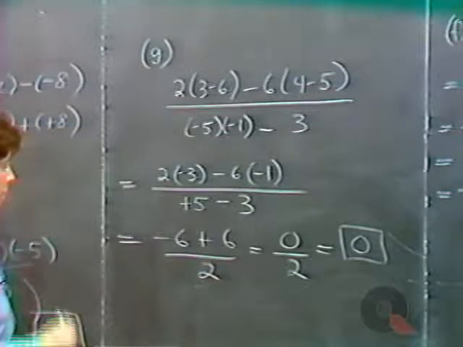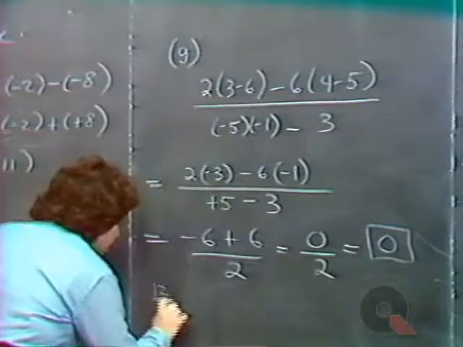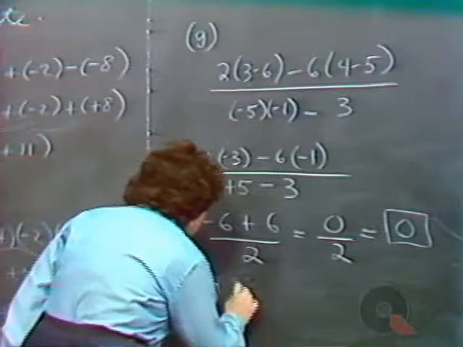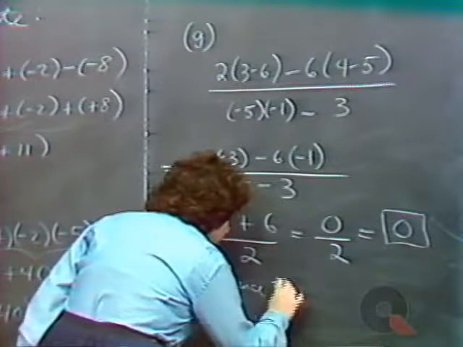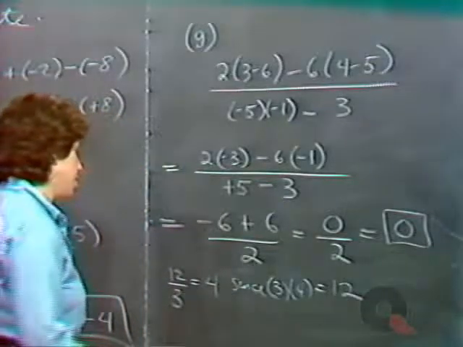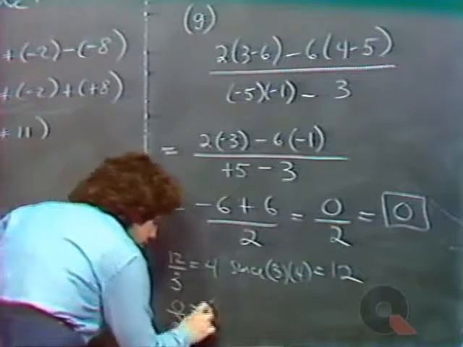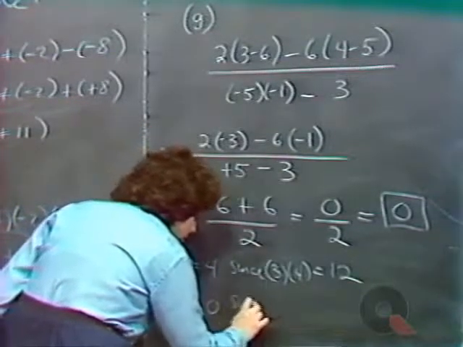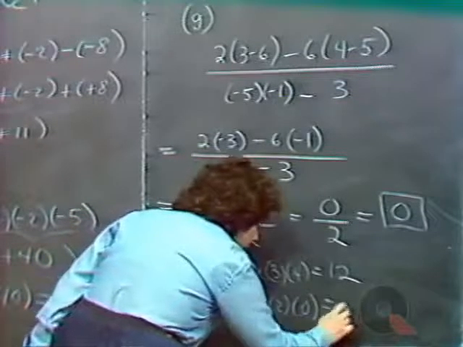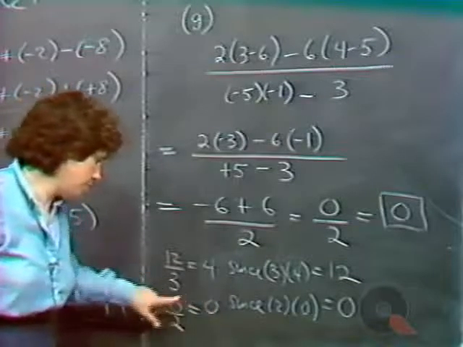I want to remind you how division works. If I have, for example, 12 divided by 3, I write down the answer is 4, since 3 times 4 equals 12. 0 divided by 2 is 0, similarly, since 2 times 0 is 0.